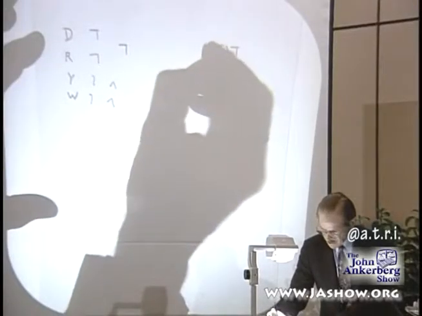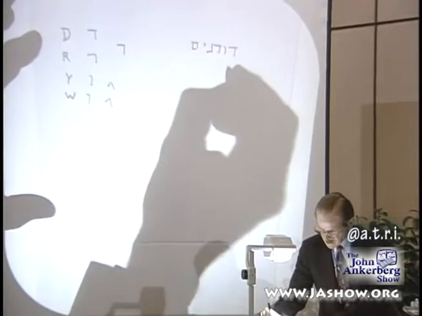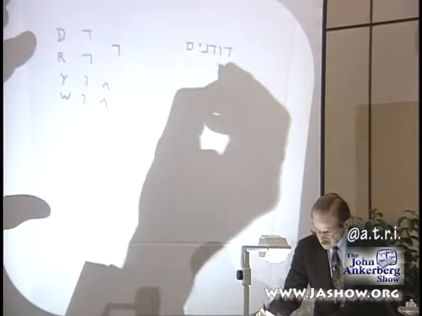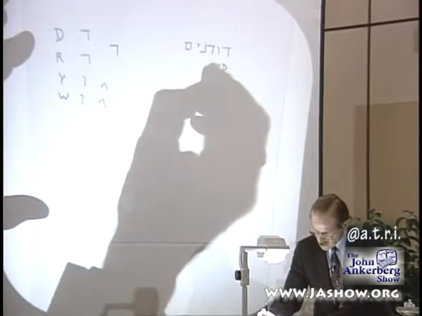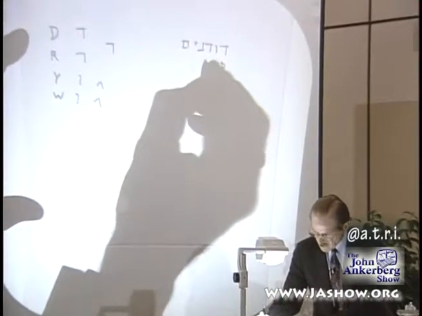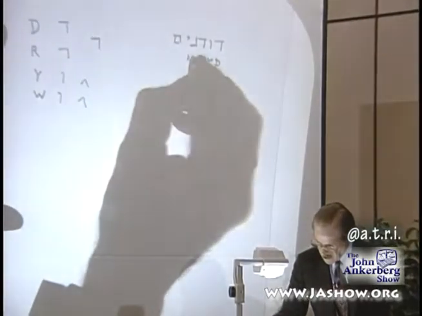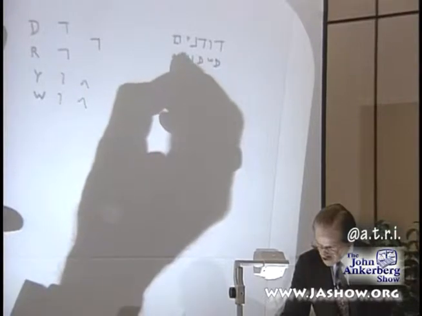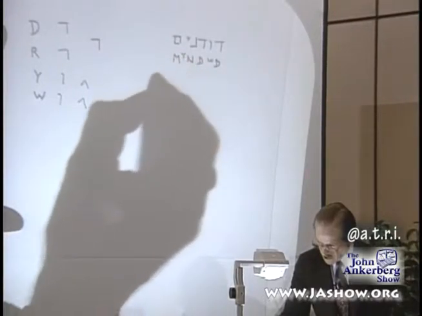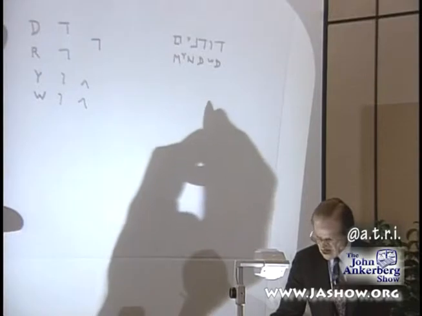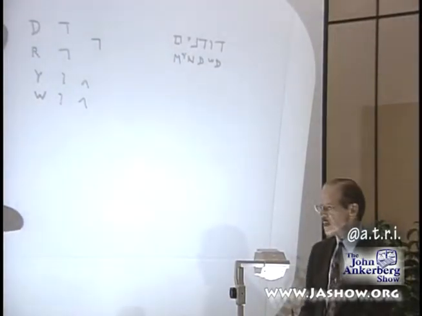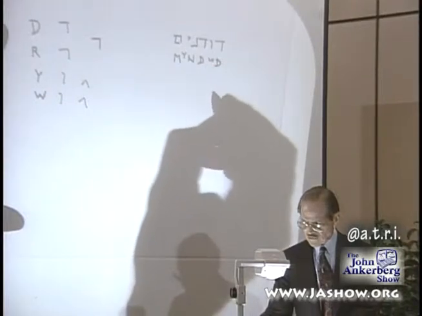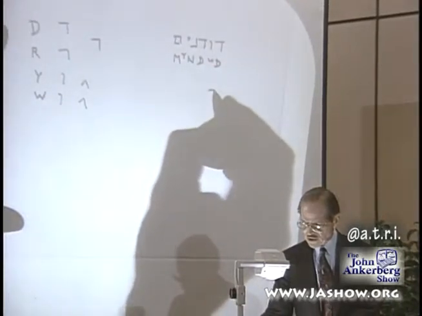All right, now that would be written like this. You'd have a D and then a W to help you know that that was a long O, and then you'd have another D, and then an I, and then a Y, which would help you spot this as an E sound, and you've got Dodanim. Well, when you come to the parallel passage in the book of First Chronicles, it is written like this.